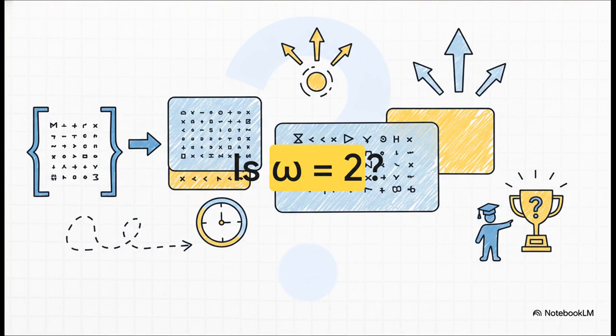And this is the grand prize, the holy grail. Is omega actually equal to 2? Could we multiply matrices in n² time? That's as fast as it takes to just read the numbers in the first place. Most experts think the answer is yes, but no one has been able to prove it. Finding an algorithm that does that would be a world-changing breakthrough.